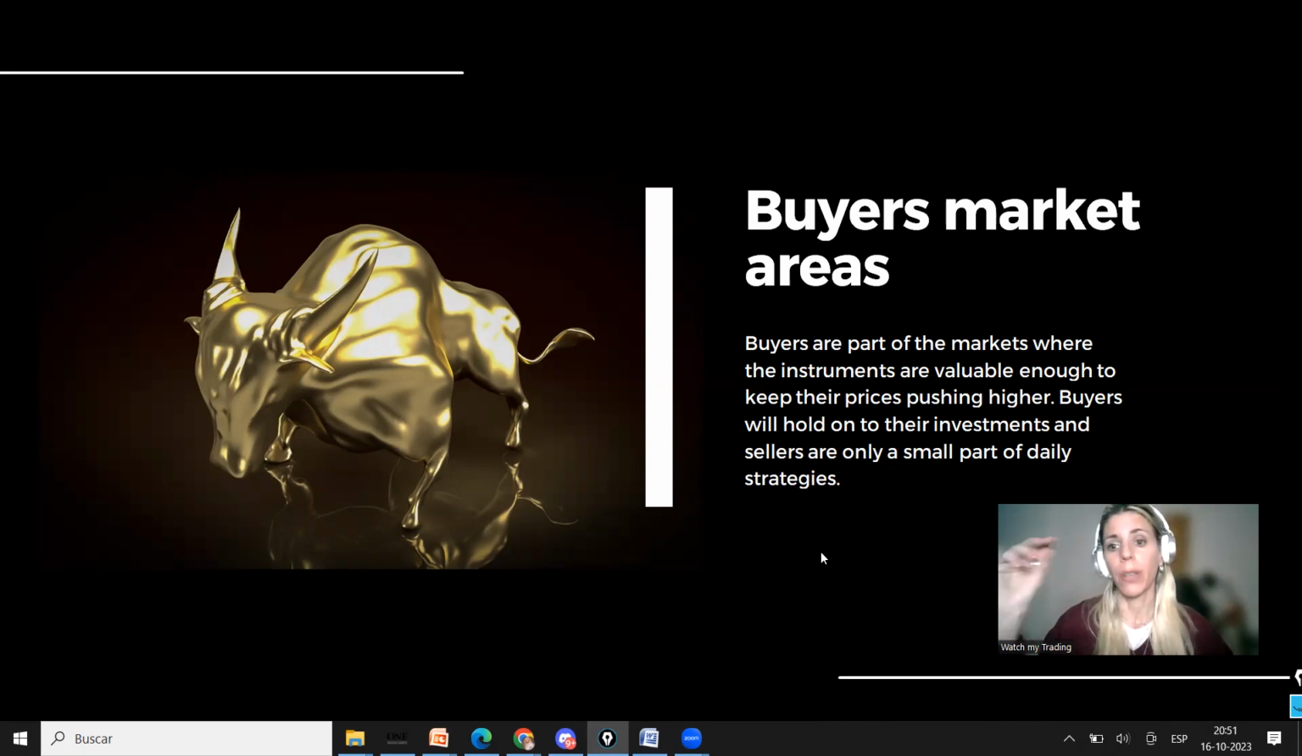So buyers are part of the markets where the instruments are valuable enough to keep prices pushing higher. Buyers will hold on to their investments, and sellers are only a small part of the daily strategies. So you can short in a buy market area and you can buy in a sell market area. You can do both. But what's important here is to know who owns the area, who owns the market activity, the price activity.